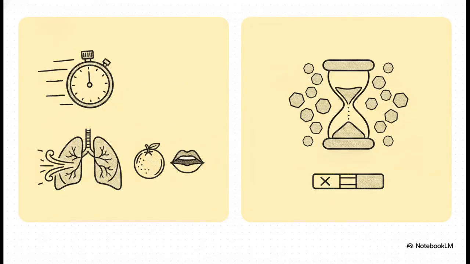Now, this is a massive high-yield differentiator you need to know cold, contrasting DKA and HHNS. DKA almost always happens in type 1 patients, and it hits incredibly fast, usually accompanied by hyperventilation. The real defining features here are metabolic acidosis and positive serum ketones. That's what gives the patient that classic fruity acetone breath odor.